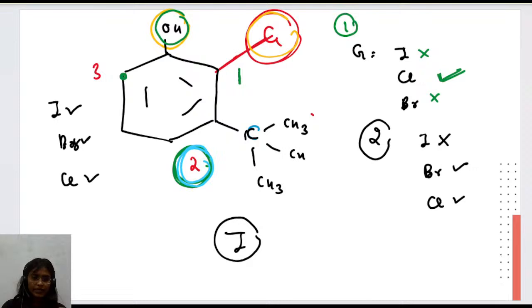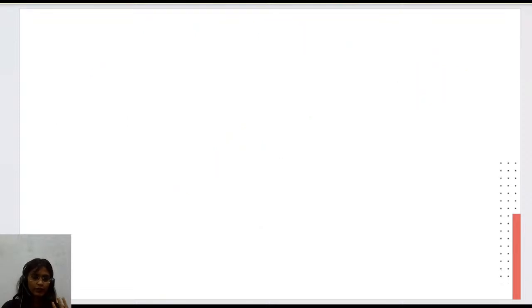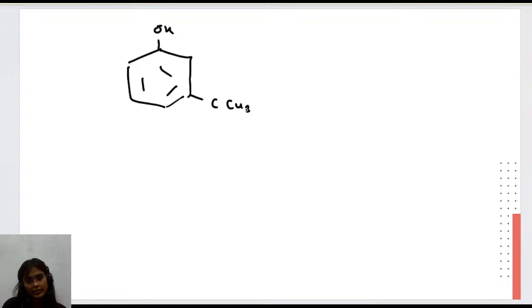Now let me quickly brief what I want to explain to you. The question said, if you are having a phenol, just try to understand, and this is C and a CH3 group is there. First of all, you have to go with the iodination.